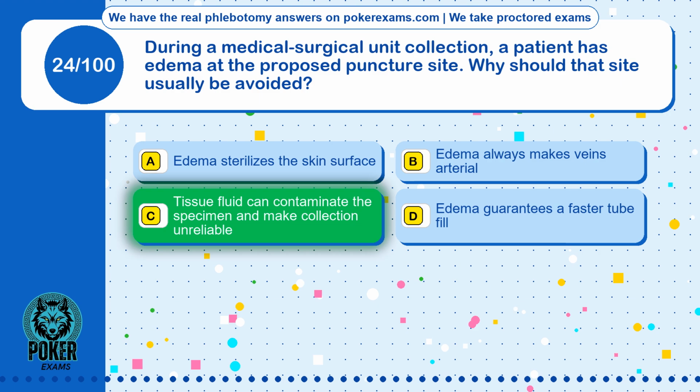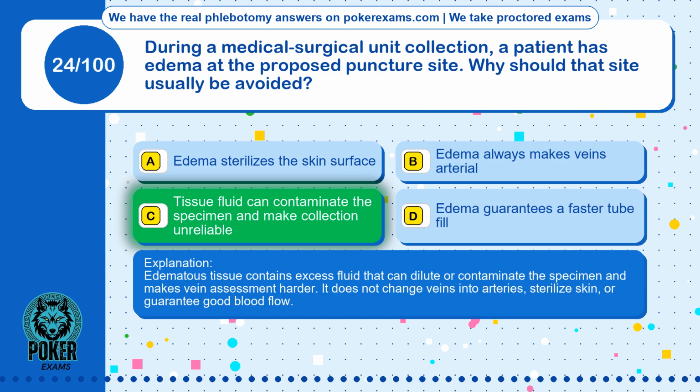The correct answer is option C. Tissue fluid can contaminate the specimen and make collection unreliable. Edematous tissue contains excess fluid that can dilute or contaminate the specimen and makes vein assessment harder. It does not change veins into arteries, sterilize skin, or guarantee good blood flow.